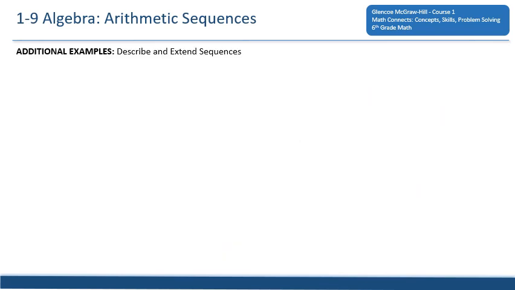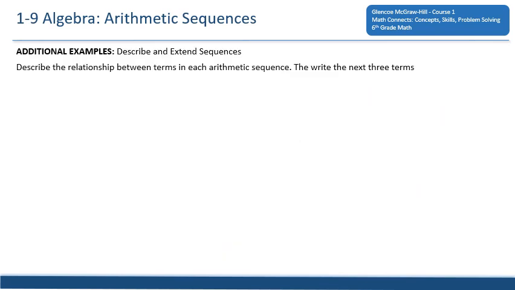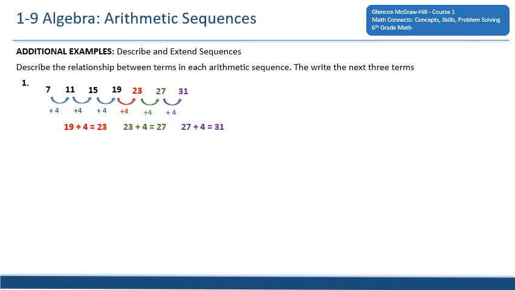Additional examples, describe and extend sequences. So for number one, if we have 7, 11, 15, and 19, we know that 7 plus 4 equals 11. 11 plus 4 equals 15. 15 plus 4 equals 19. 19 plus 4 equals 23. 23 plus 4 equals 27. And 27 plus 4 equals 31.